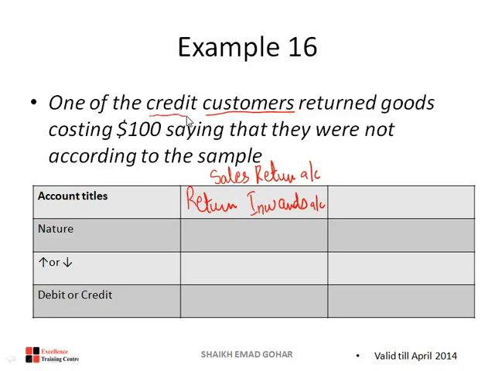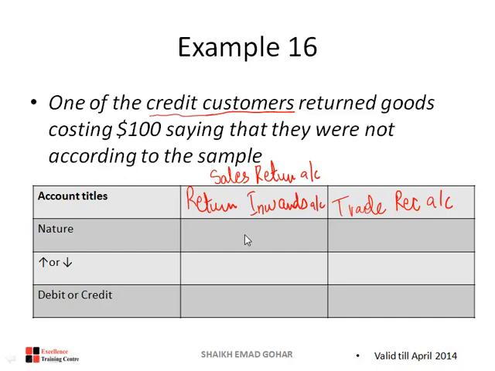On the other side, they are telling you a credit customer was there. So what is the name we use for credit customers? Trade receivables. So the other side is the trade receivables account. What is the nature of sales? I told you yesterday. Income. So what should be the nature of sales return? Of course, it should be opposite.